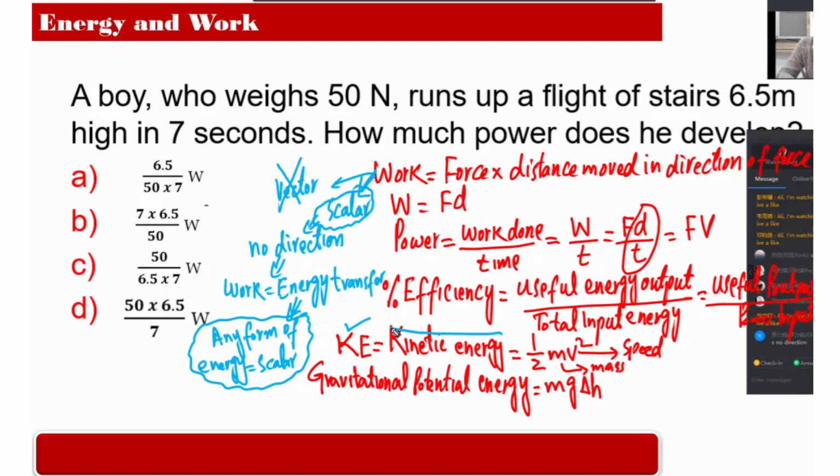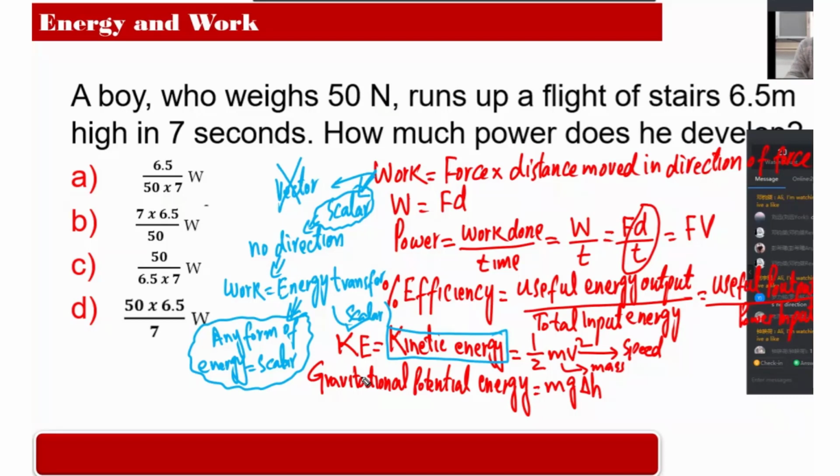Kinetic energy, can you please tell me, is kinetic energy vector or scalar? Kinetic energy is a form of energy. Any form of energy is a scalar. Excellent. So, kinetic energy is scalar. So, we can write down kinetic energy is scalar. Excellent. How about the next one?